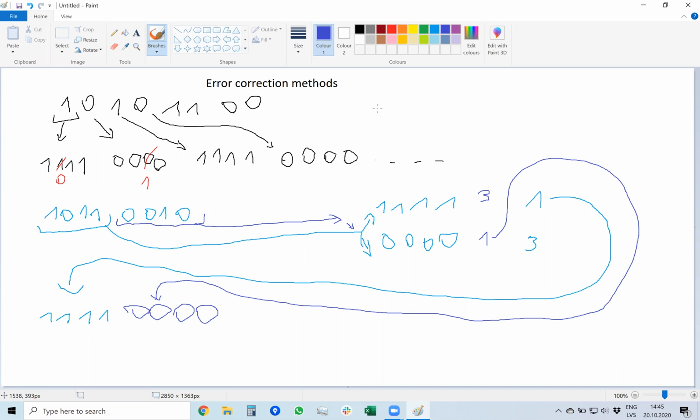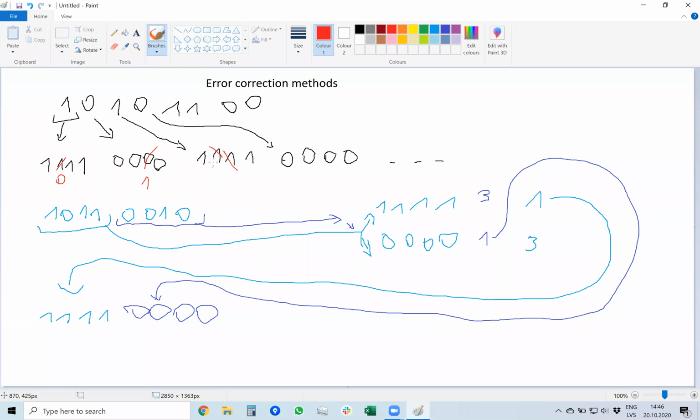So this is the very, very basic, simple principle of error correction methods. Now we need to make them a little bit more advanced and also evaluate how strong this algorithm is. So let's say, for example, 2 bits are changed.